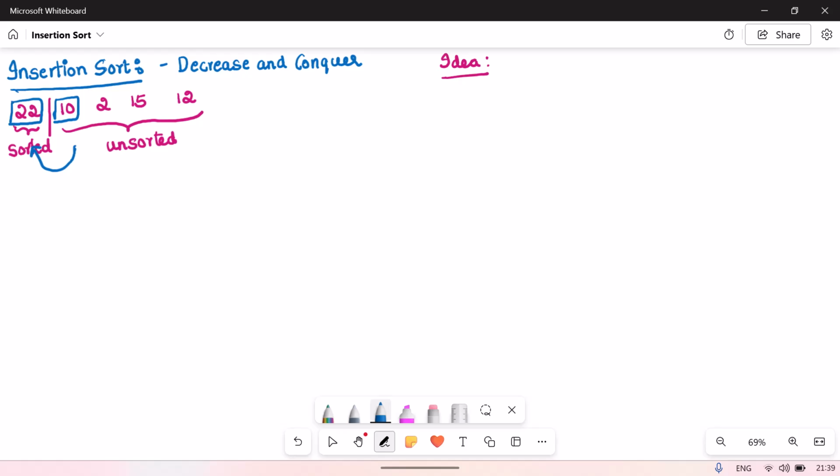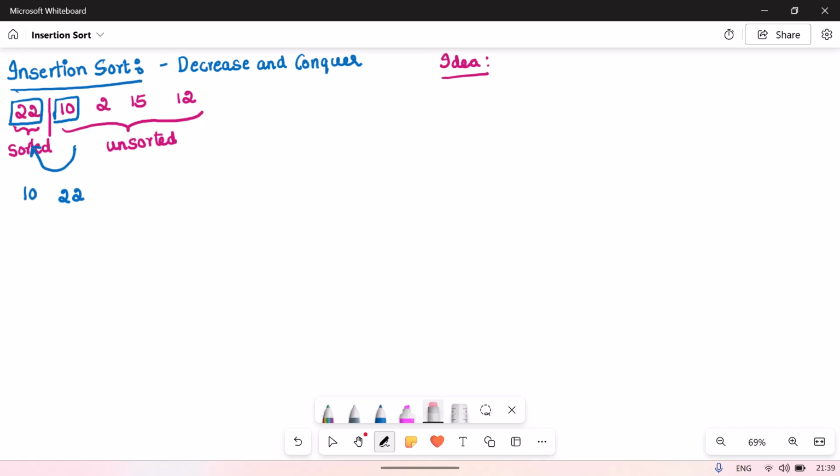So 10 is in the unsorted list, but I want to bring it to the other side because I want to arrange it. Initially, I will bring 22 into the place of 10. But if I do this directly, there is a problem. When I replace 10 with 22, the value will get replaced, which means 10 will no longer exist. But you want the 10 to come in the place of 22.